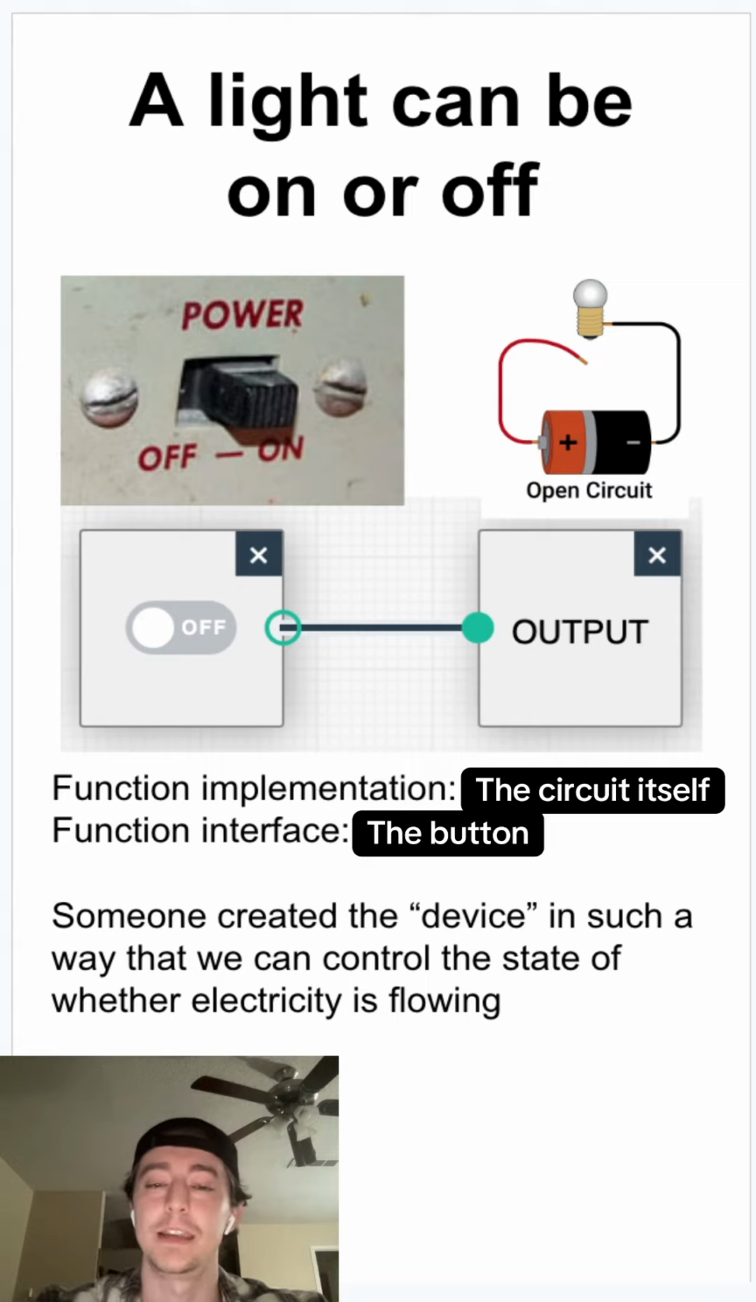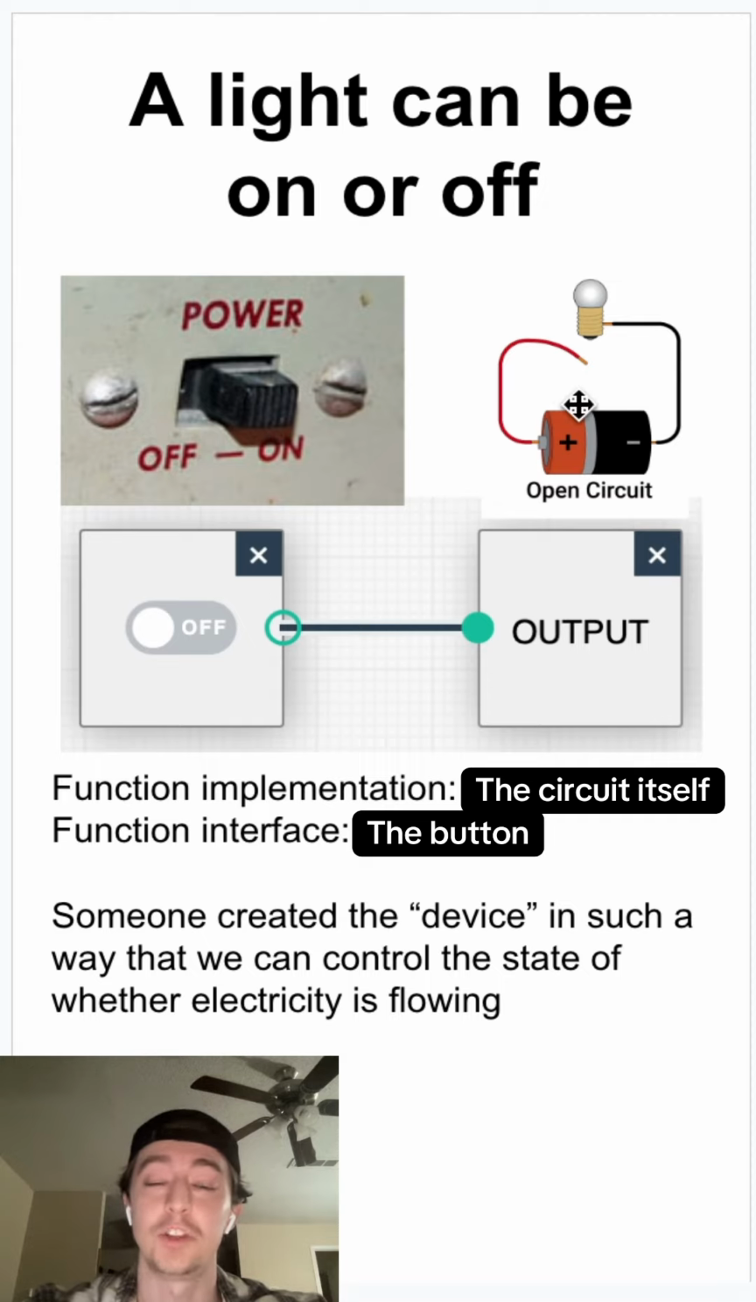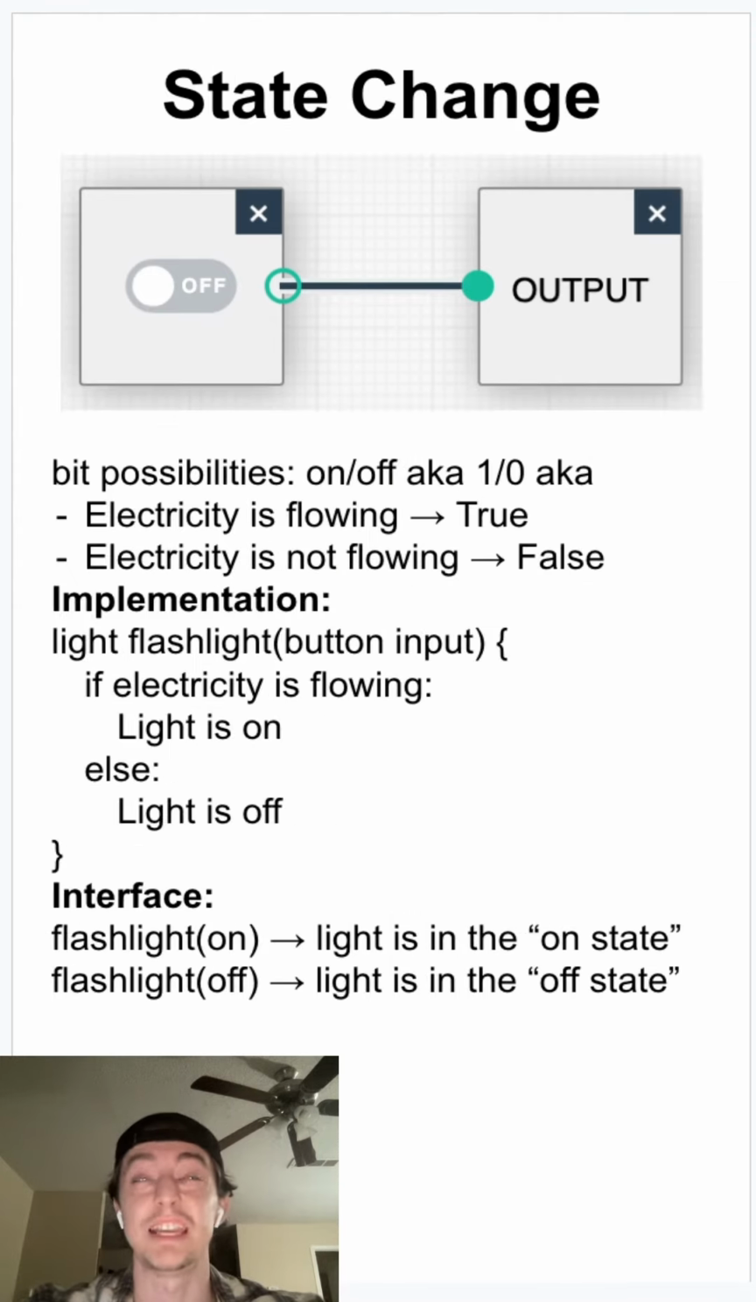And if we're going back to thinking of functions, the function implementation is being able to create that circuit and attach it to a button so that that button can turn it on or off, while the function interface is the button itself. It's using what was implemented by, let's say, the electrical engineers. They created that for us, and it allows us to essentially perform state changes, you could call it, whether the electricity is flowing or not. We can control that based on the button, thanks to those that implemented the flashlight circuitry.